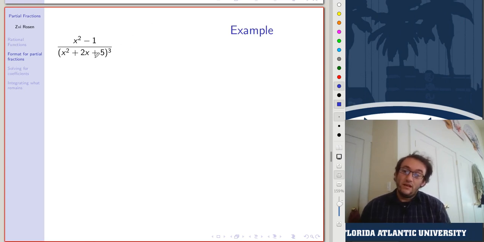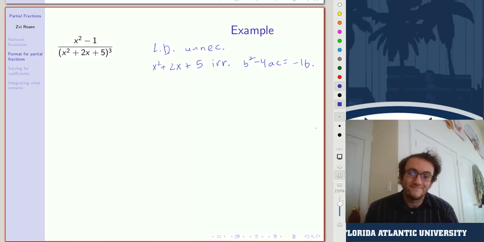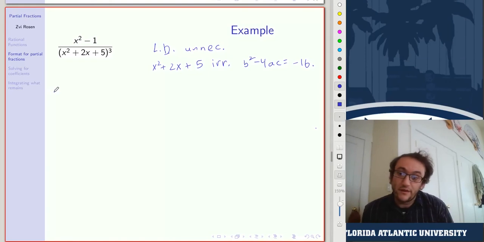So we have x squared minus 1 divided by x squared plus 2x plus 5 cubed. Okay, so first thing to notice is that long division is unnecessary because our numerator has degree less than the denominator. And we'll notice that x squared plus 2x plus 5 is irreducible because b squared minus 4ac is given by 4 minus 20, which is minus 16. So given that this quadratic is irreducible, we're going to use the form for repeated irreducible factors.